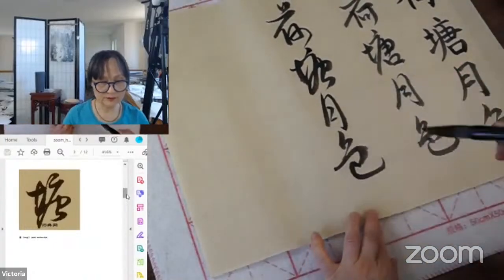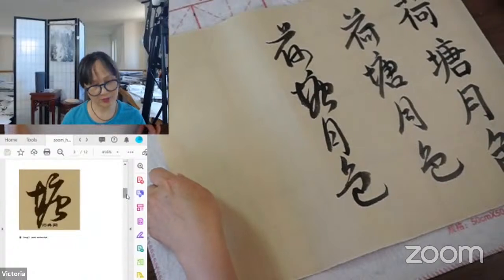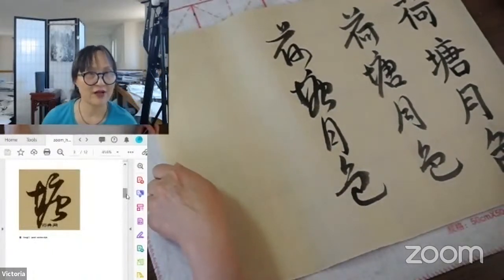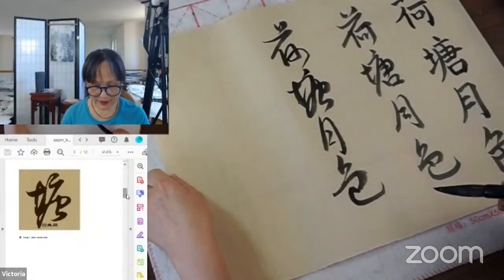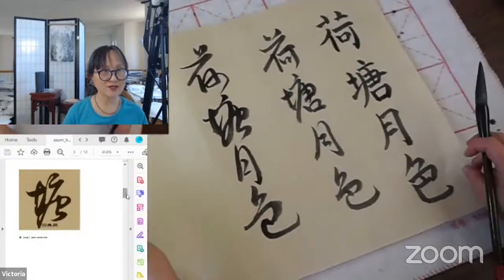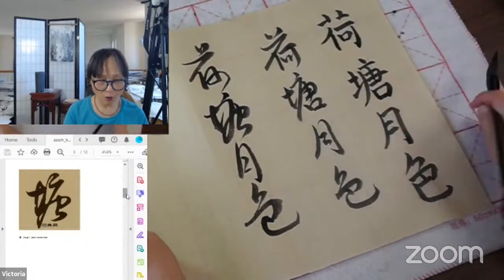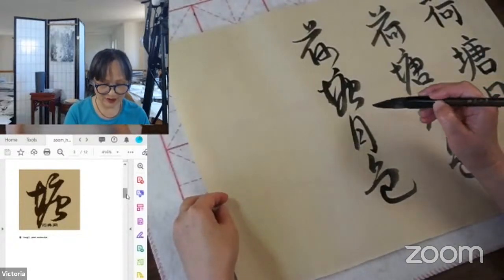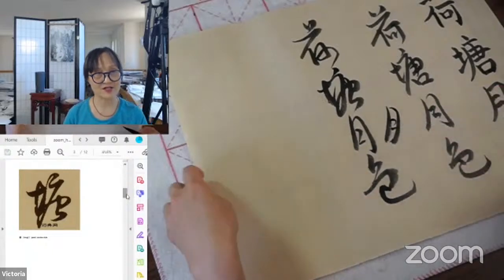You know, for the moon, if you want a vertical, you can play with this, play with the image. If you want the whole thing really straightforward, vertical, you can concentrate more on this stroke, keep it very straight, very vertical line. Or you can play with it by writing the whole line like that. But this one I can do a little bit like that.